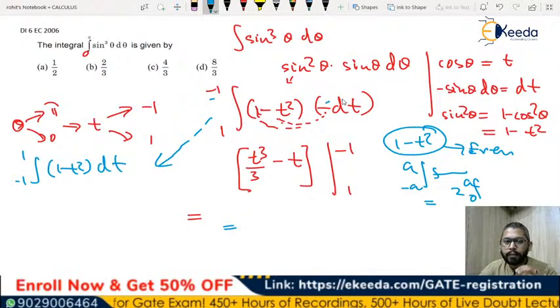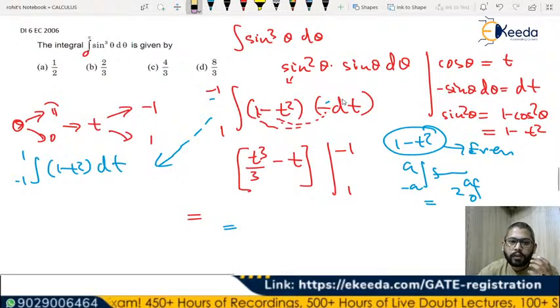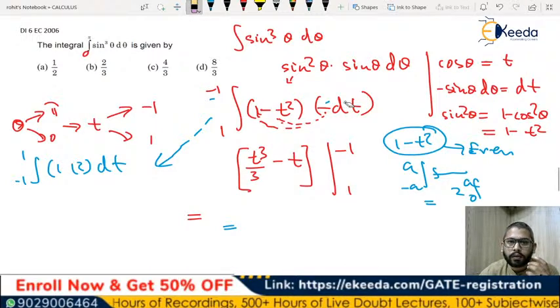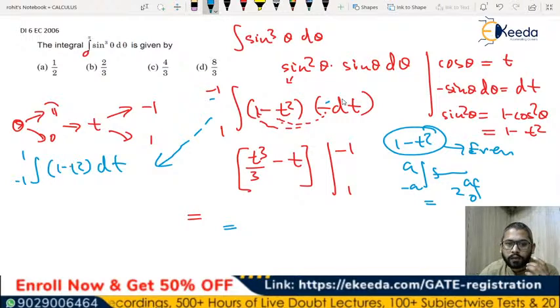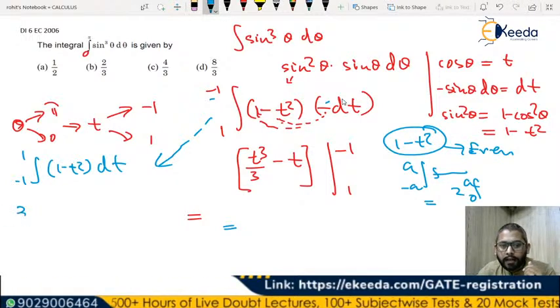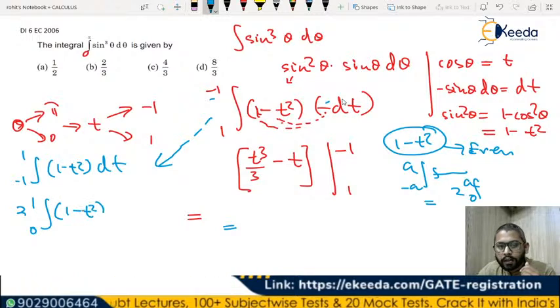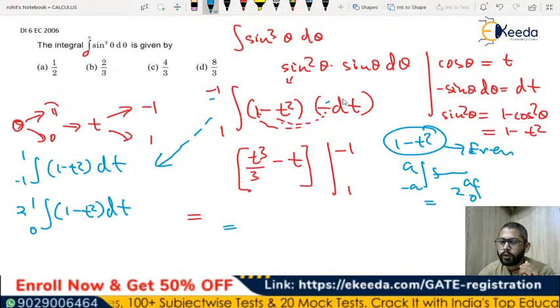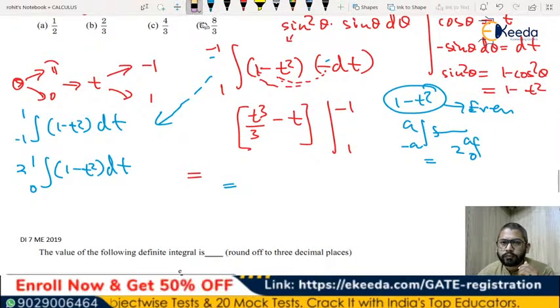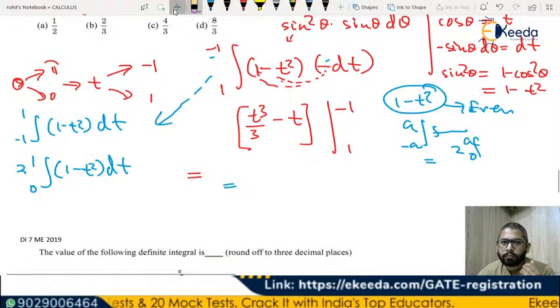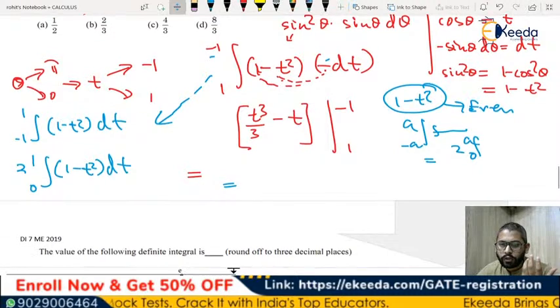And then I'm considering both the terms to be even, so I'm writing it as 2 times the integral from 0 to 1 of 1 minus t square dt. I can do it this way also. So I'm giving you both the approaches and you will have to solve it.